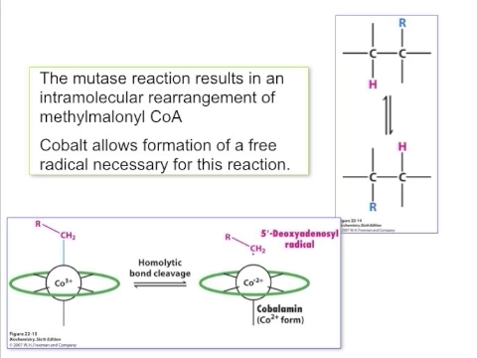This is not the normal heterolytic cleavage, in which both electrons go with one or the other bonding partner, but rather it is a homolytic bond cleavage, in which one electron goes with one bonding partner and the other one stays with the other bonding partner. In this case, we're left with a 5' deoxyadenosyl radical and cobalt that is reduced to 2+. It is the ability of cobalamin to form radicals that allows it to function in this mutase reaction.